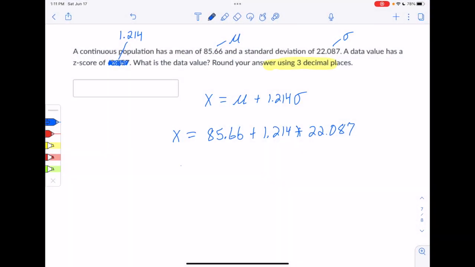So the x they want from us is 112.474, and that's the number we'd put in the box, and that is the end of it. So pretty quick one. Just again, this question had a negative here, so what if they had said a z-score of negative 1.214? Then because that would mean that I wanted the x value that's 1.214 standard deviations below the mean, that would have been a minus instead of a plus.